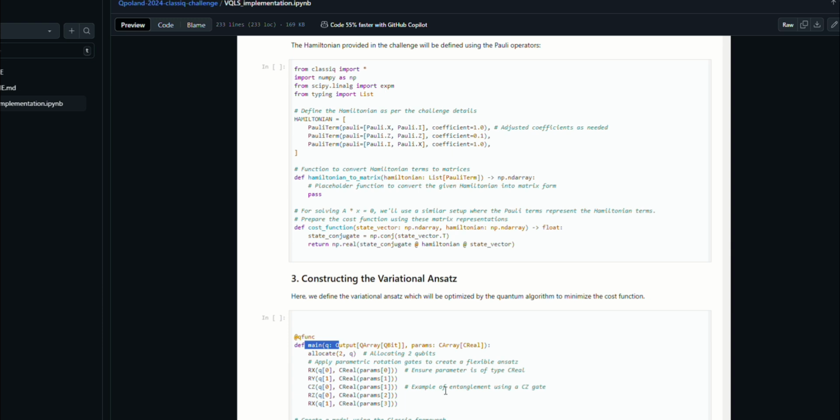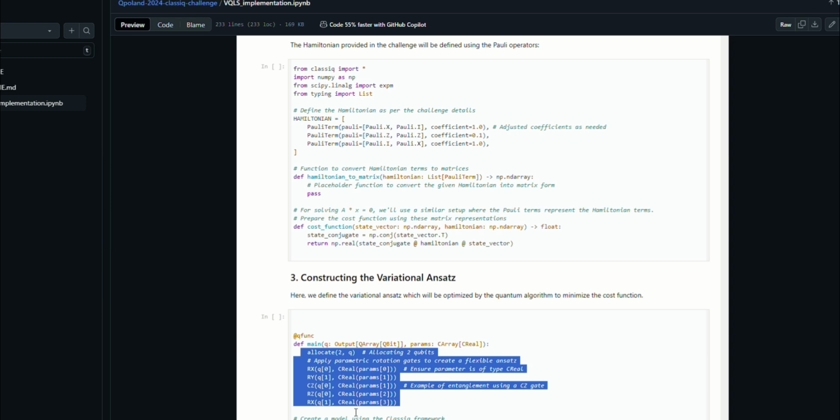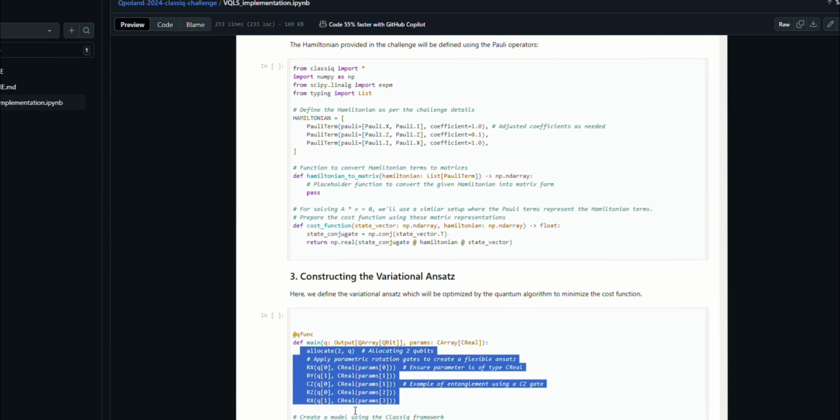In this code, you can see that we are allocating two qubits. We then apply a series of parametric rotation gates like Rx, Ry, and Rz, as well as a CZ gate for entanglement. These rotation gates are adjusted during the optimization process to minimize the cost function, which helps us find the solution to the linear system. Also, the ansatz is flexible, meaning it can adapt to different types of problems by tweaking the parameters.